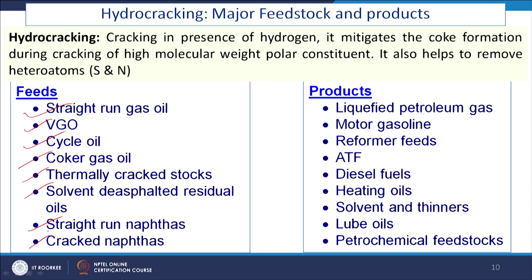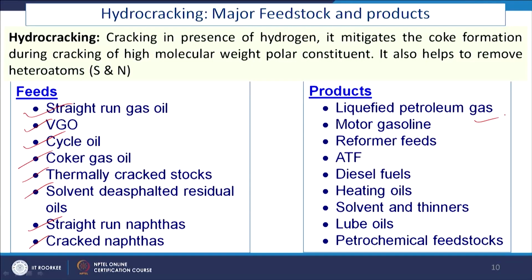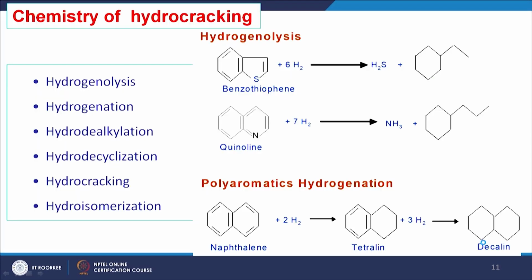So, those are the feedstocks for this hydrocracking process, and some products are liquefied petroleum gas, LPG, motor gasoline, reformer feeds, ATF, diesel fuels, heating oil, solvents and thinners, lube oil and petrochemical feedstocks. So, once we get naphtha, the naphtha is converted to petrochemical feedstocks. So, that is the use of this, and we will see the chemistry of this hydrocracking process.